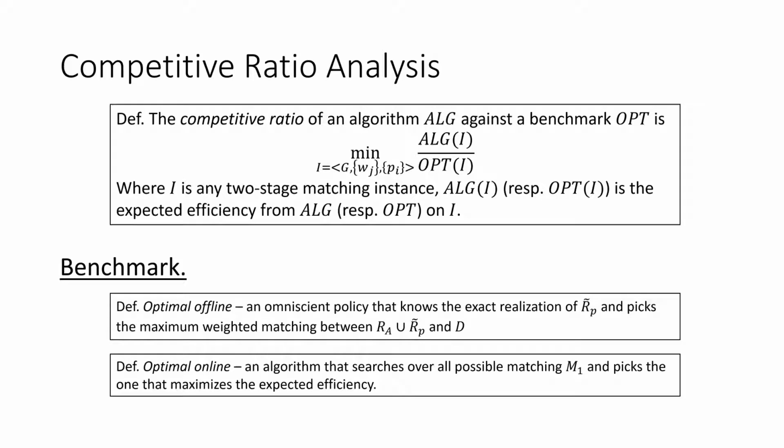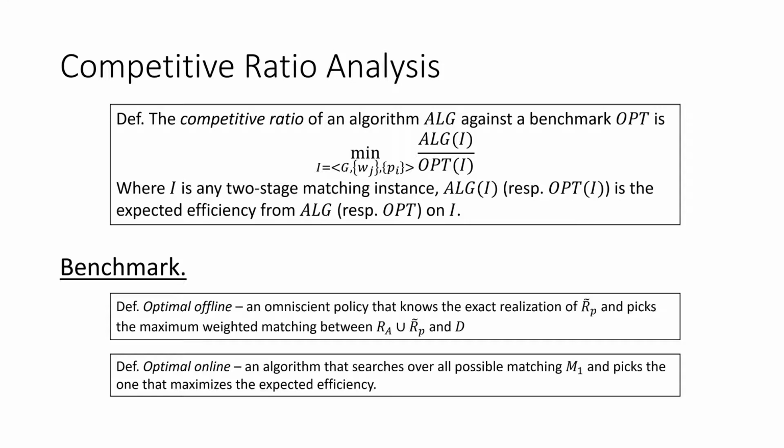Also, we will consider a weaker benchmark, which is optimal online. It can be easily observed that once we fix the matching in the first stage, in the second stage, it is optimal to find the maximum weighted matching between the RP tilde and all the drivers which have been left unmatched in the first stage.